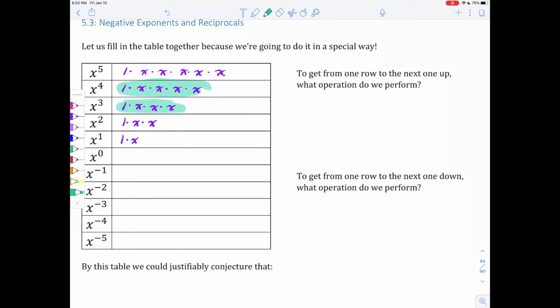Some people might be inclined to say that we just add an x, right? There's 3 x's here, there's 4 x's here, so we add an x. We're not actually adding x, we're not saying plus x to get to the next row. We are multiplying by x. So to go from one row to the one above it, we must multiply by x.